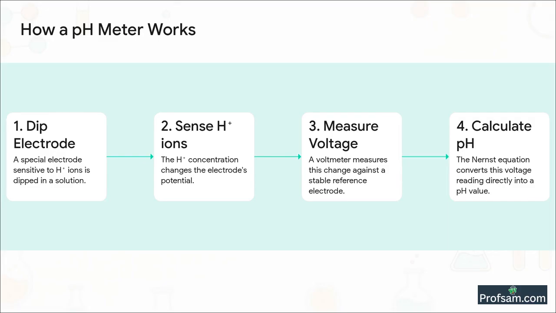So how does it work? It is quite clever. First, a special electrode which is sensitive to H+ ions is dipped into the solution. The concentration of these H+ ions changes the electrode's potential. A voltmeter inside the device measures this potential difference. And finally, the device uses the Nernst equation to convert this voltage reading directly into a pH value that you see on the display. It's basically a concentration sensor.